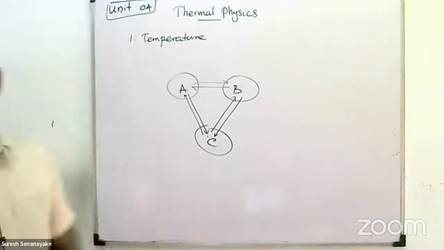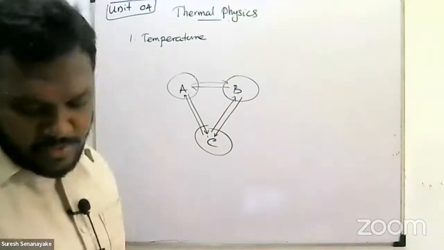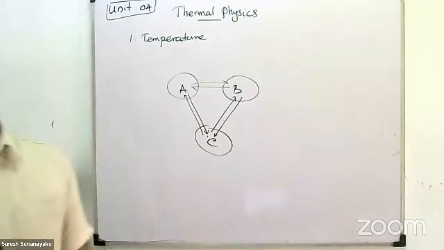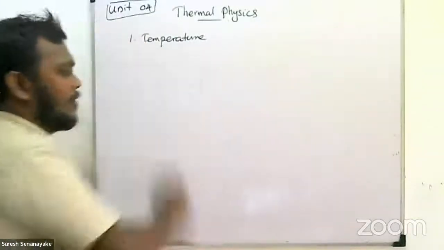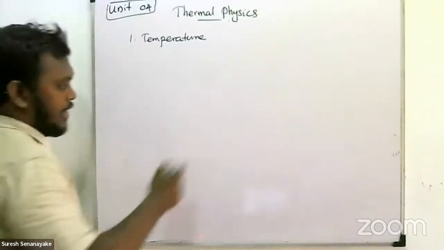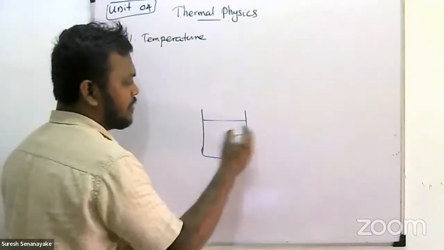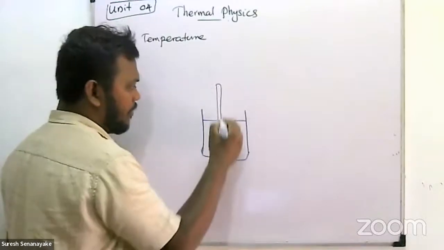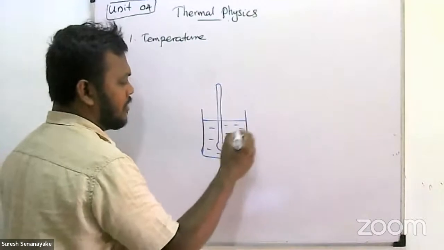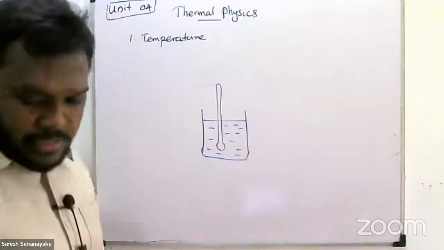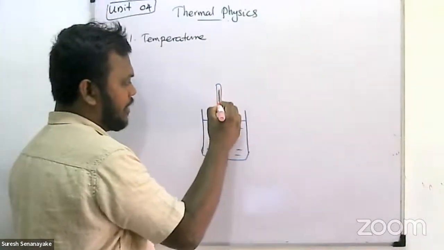One practical application? No, it's right. The thermometer works on this zeroth law, right? How? Let's say you have a beaker of liquid. You put a thermometer there to measure the temperature of this beaker, right? Inside there, they have mercury or alcohol or something.